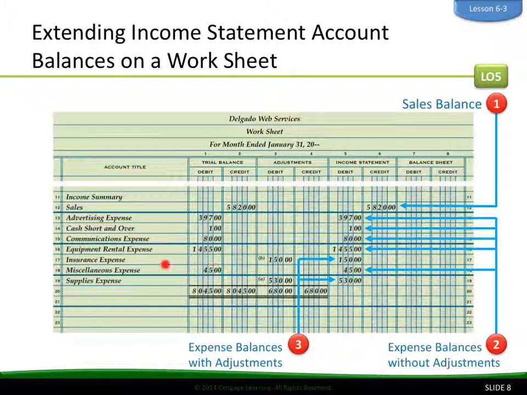Miscellaneous expense is normal. Supply expense is an adjustment. Okay, and I think we totaled all of these in a previous lesson. So let's review. We have our sales balance. That's really important. That's how much income we made. It's the only income on this whole sheet. And then we have our expense balances without the adjustments. It's lines 13, 14, 15, 16, and 18. Then we have our expense balances with adjustments right there, those two.